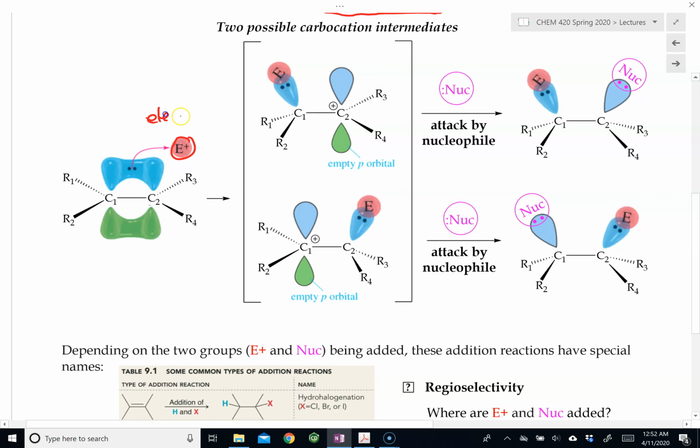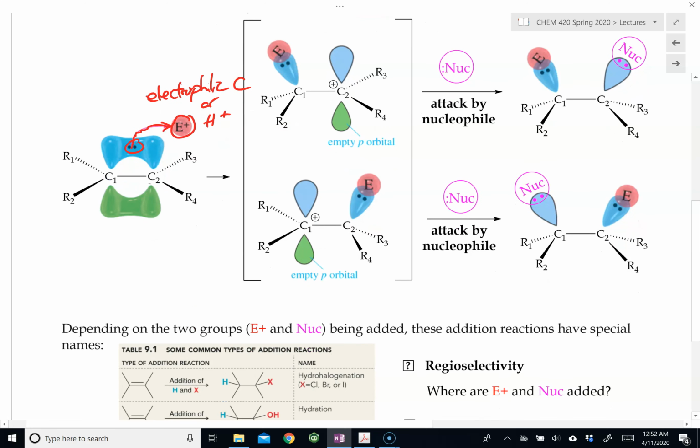So this can be an electrophilic carbon or a proton. Both the electrophilic carbon and the proton are good electron acceptors. And now when they come in to react with the alkene, because the alkene is rich in electrons, the alkene will then be able to donate electrons to this electrophilic center right here. And one of the things that we would notice is as follows. So the electrons are shared between carbon 1 and carbon 2 in this case.